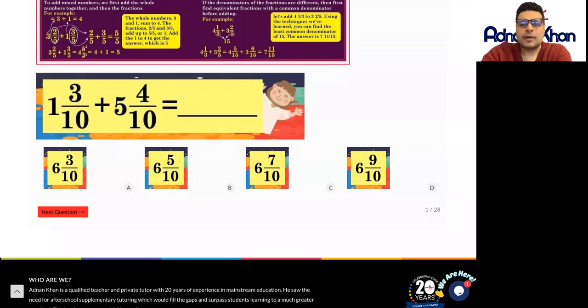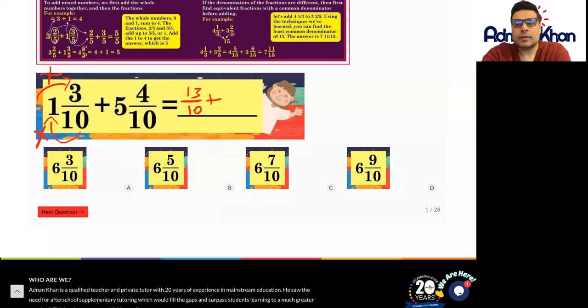What we're going to do here is multiply the bottom number with the side number together. That gives us 10 times 1 is 10. And then we add the top number. 10 times 1 is 10, 10 add 3 is 13, so it'll be 13 over 10. The denominator always stays the same.